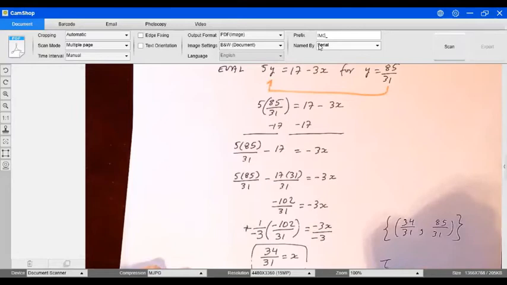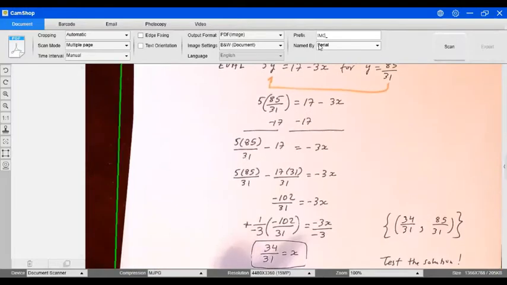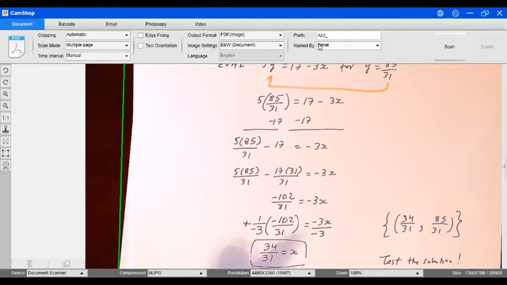And then you need to test the solution in the original system. So that's the problem. So I'm going to give you 4 more problems to work on, and then we're going to move on to the next section.